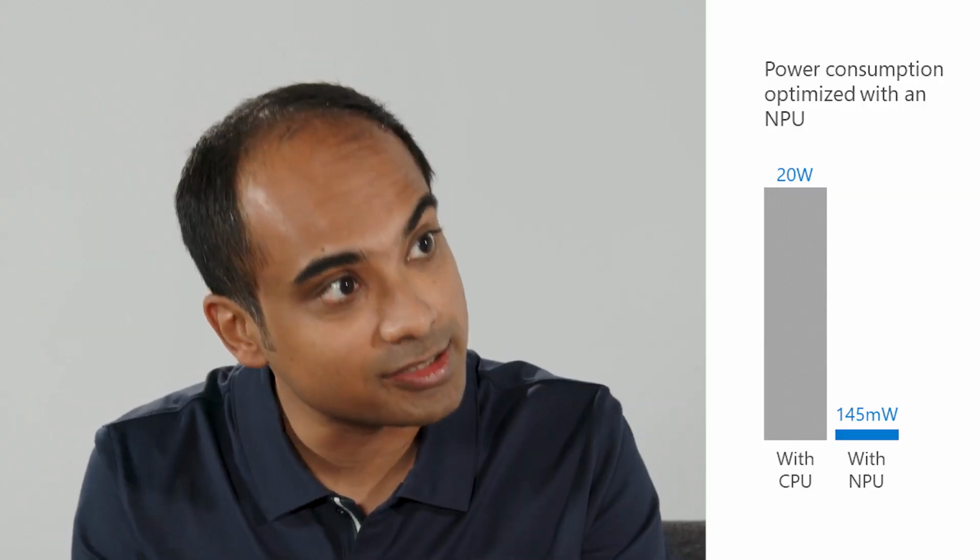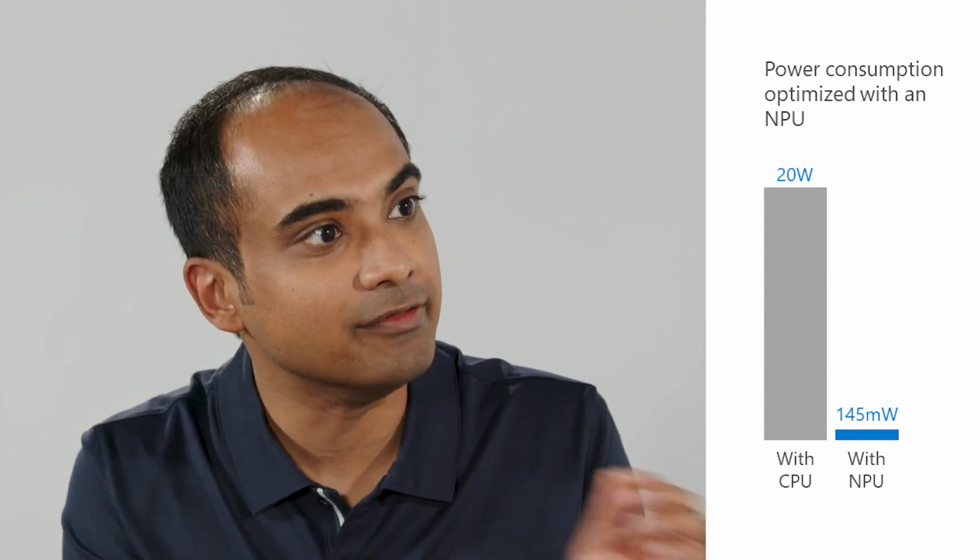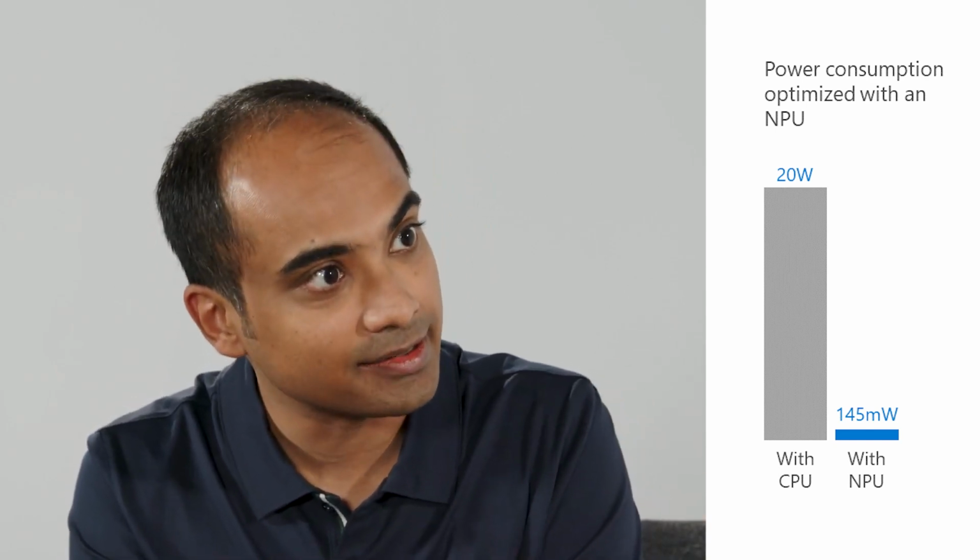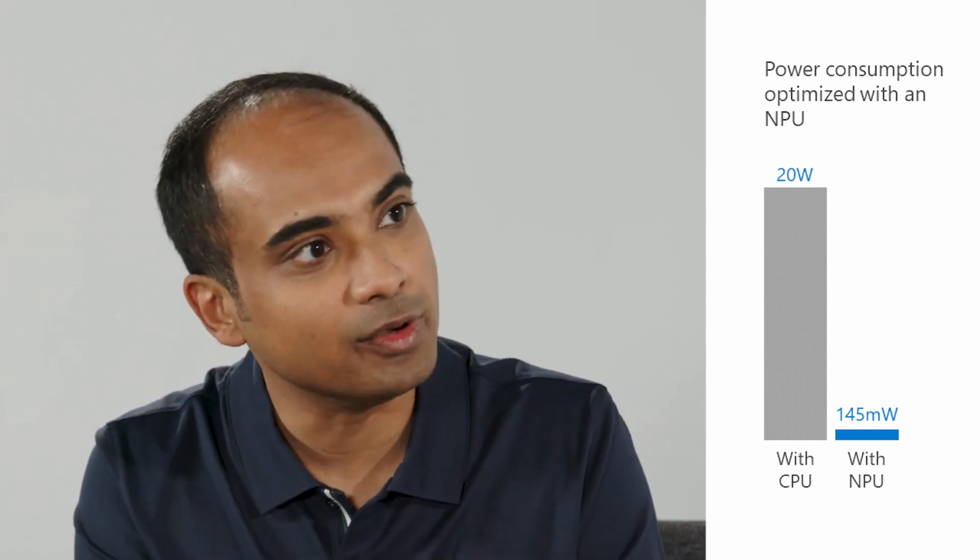And if I ran that on a CPU, it would take 20 watts of power. Running it on the NPU, it only consumes 145 milliwatts of power, right? And that's just one neural network out of the many that we have to run at 30 times a second as you are in Teams calls all day long. And so that's what the NPU gives us.